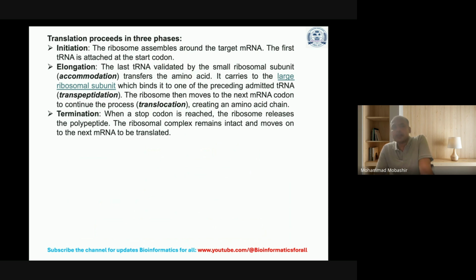And finally, the last part is termination, when a stop codon is reached, and the stop codons are three, which you have seen. The ribosome releases the polypeptide. The ribosomal complex remains intact and moves on to the next mRNA to be translated.